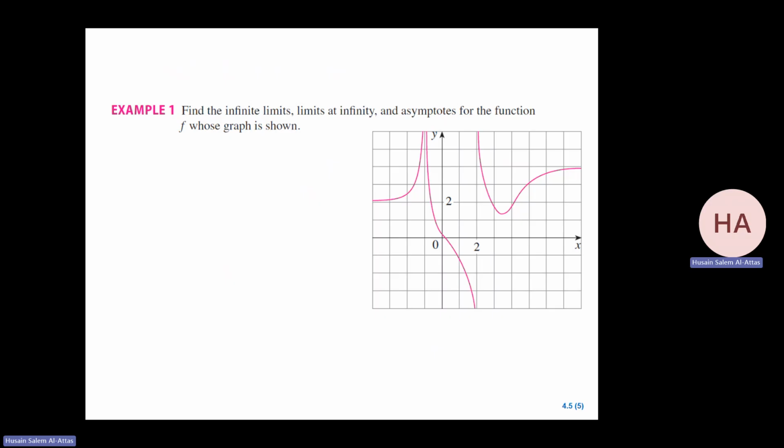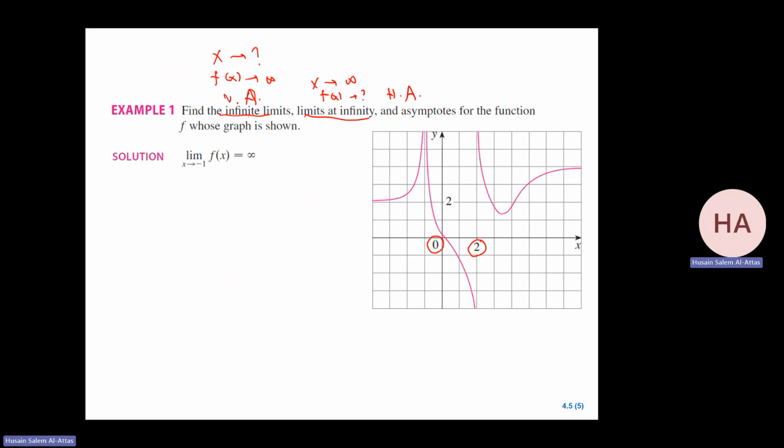Look at this function. From the graph, now we need to find the infinite limits and the limits at infinity. As x goes to infinity, I need to check the behavior of the function. Here the function goes to infinity. And here we have the vertical asymptote, and here we have the horizontal asymptote. From the graph, it's very clear where I have a vertical asymptote. I have vertical asymptotes at 2, and also at 0.